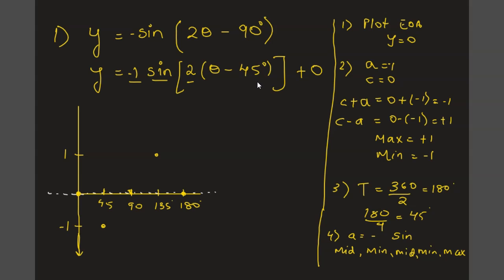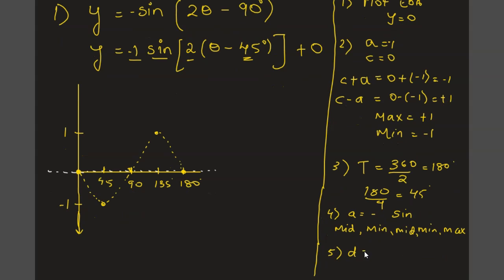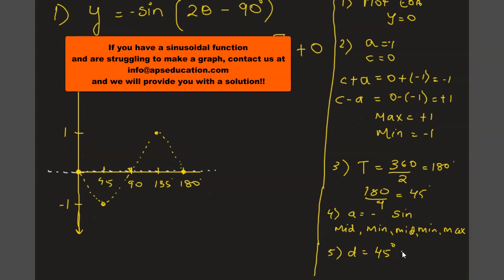We have not yet taken care of the phase shift. If we do not take care of the phase shift, or if there was no phase shift, this would have been our final answer. But since there is a phase shift, we will shift the whole graph 45 degrees right, and that's our fifth step. So since the phase shift is 45 degrees right, we would use that to change our graph.